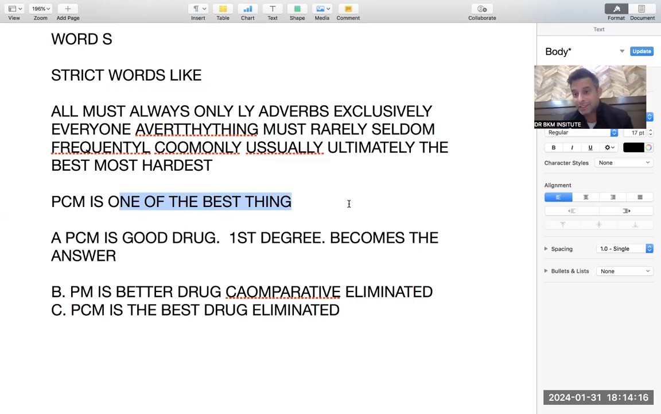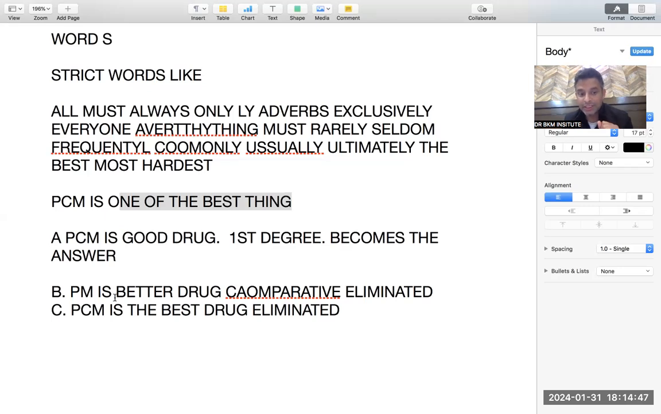Karuna ma'am, if I say Taj Mahal is one of the best wonders of the world, the paragraph says Taj Mahal is one of the best wonders of the world. That means it can be at number one, it can be at number two, because it's one of the best. It is not number one, it is one of the best. And if my options are saying that Taj Mahal is the best wonder, then it is eliminated because Taj Mahal is not the best, it's one of the best. So I can't put it at number one.